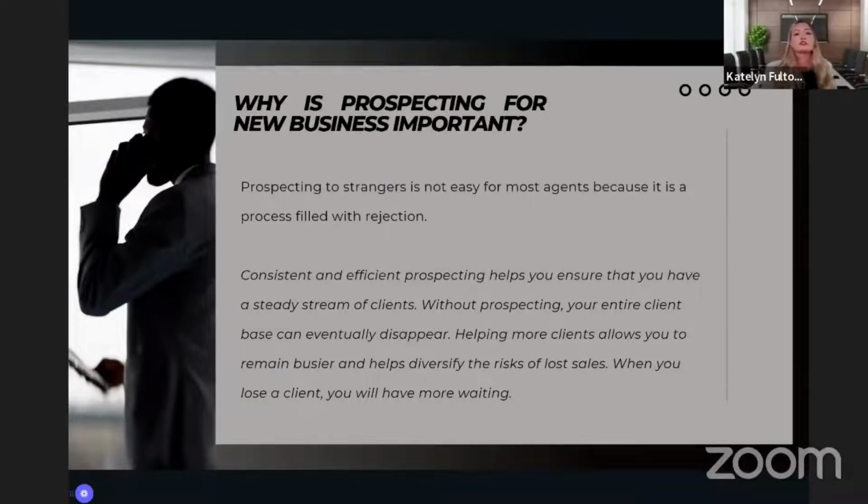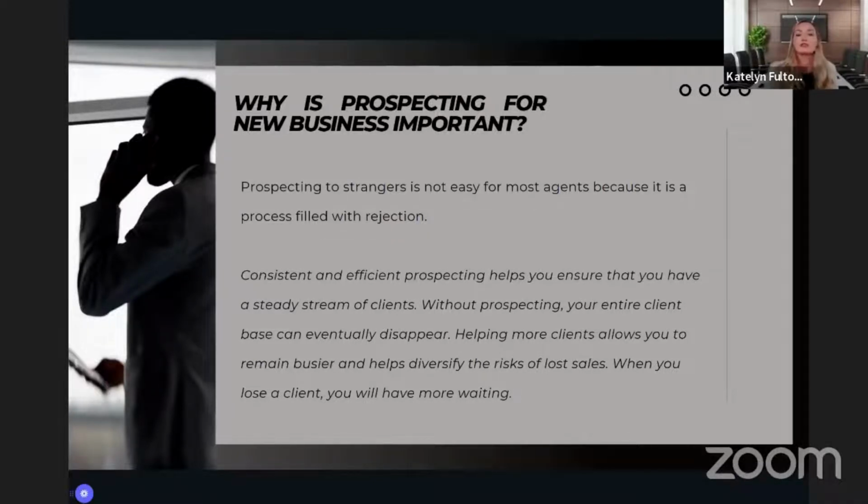Now, prospecting to strangers is not easy for most agents because it is a process filled with a lot of rejection. This is why a lot of people get away from it, because all they think about is those people telling them to screw off, go away, don't want to talk to you. And then all of a sudden you're like, I'm never doing that activity again. But that's just part of the process, unfortunately, because you are a salesperson and these are complete strangers who know nothing about you.